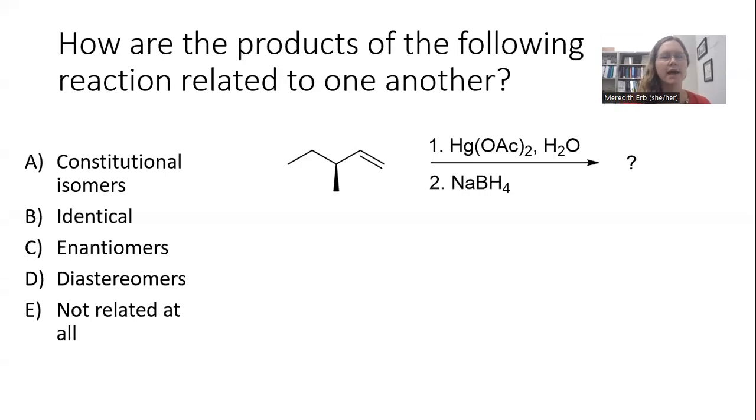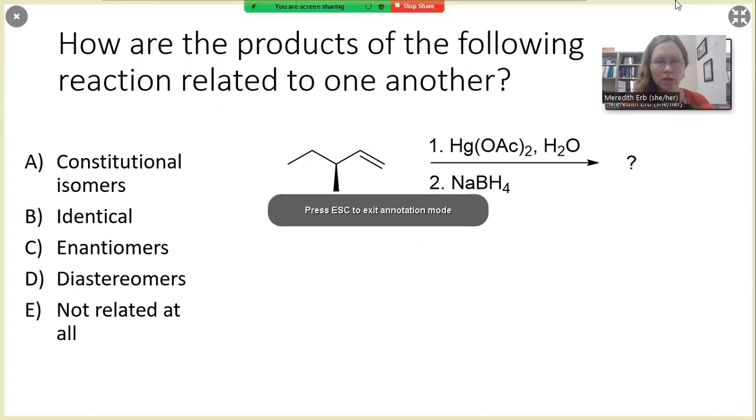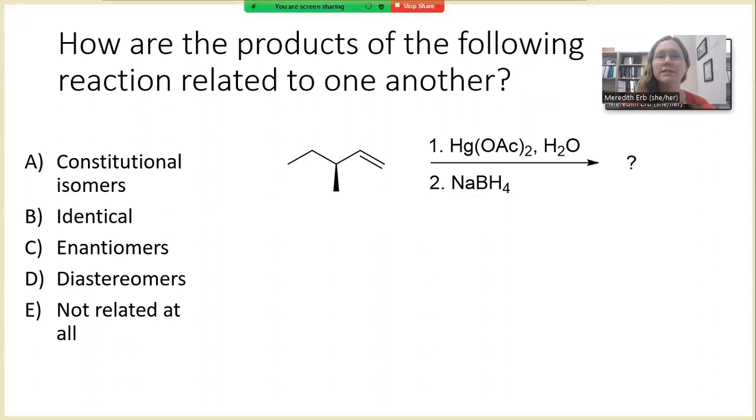This question says, how are the products of the following reaction related to one another? So we have a monosubstituted alkene as our starting material, which is important. And we also have a two-step reaction that involves reagents that bring about an addition reaction, specifically a hydration reaction. So let's go ahead and think about the different products that are going to be formed here, and let's also consider regiochemistry and stereochemistry.